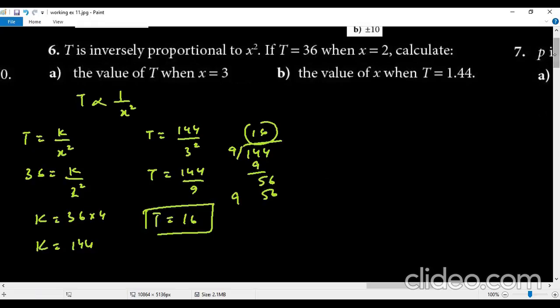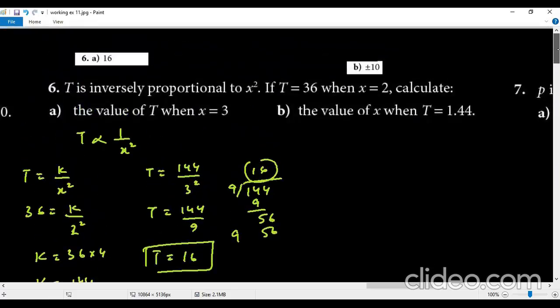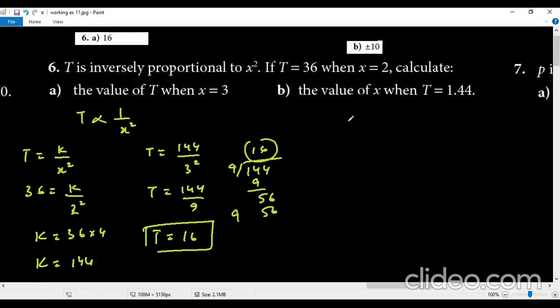Now we need to find out the value of x. That means it's going to be x square equals k over t. X square equals the value of k, 144, divided by 1.44. That means x square equals 100. So x is equal to plus minus 10.